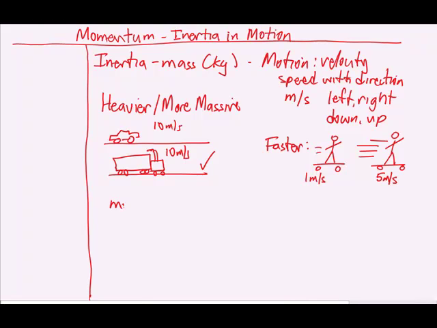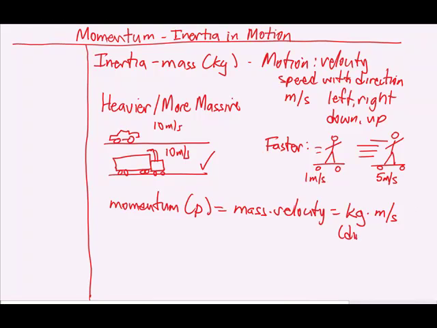So we know that momentum, which is given the abbreviation P, is a product of both mass and velocity. And so it has the units kilograms times meters per second with a direction. So right, left, we can call that. And for convenience, the convention is that going to the right will be the plus direction, left would be the minus direction.